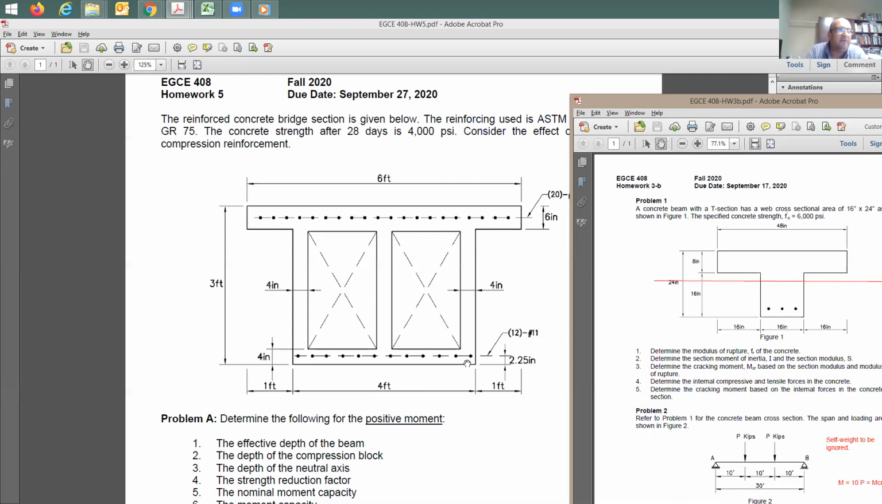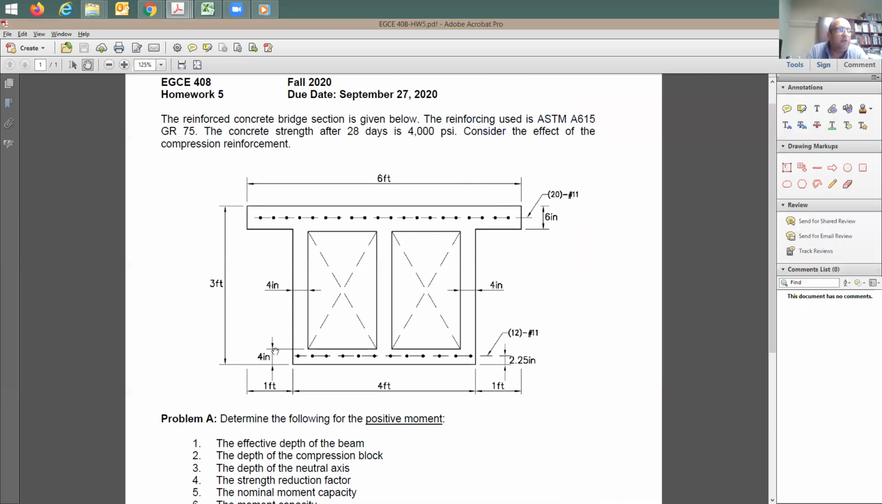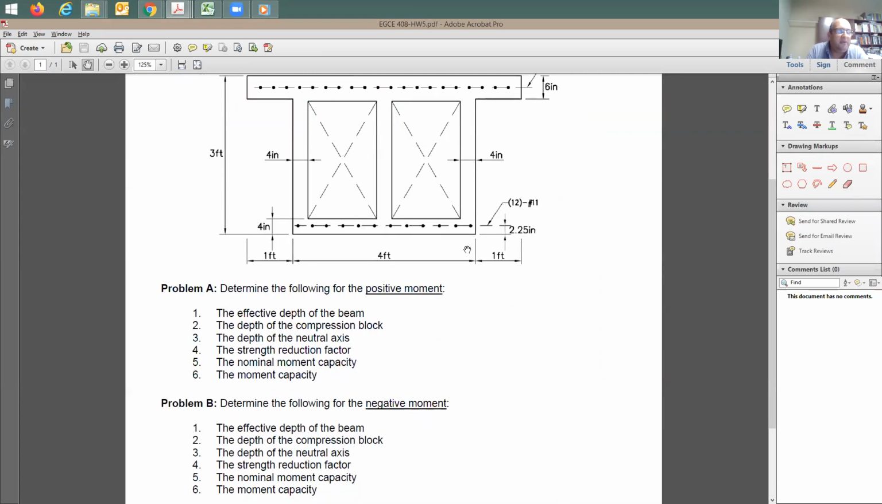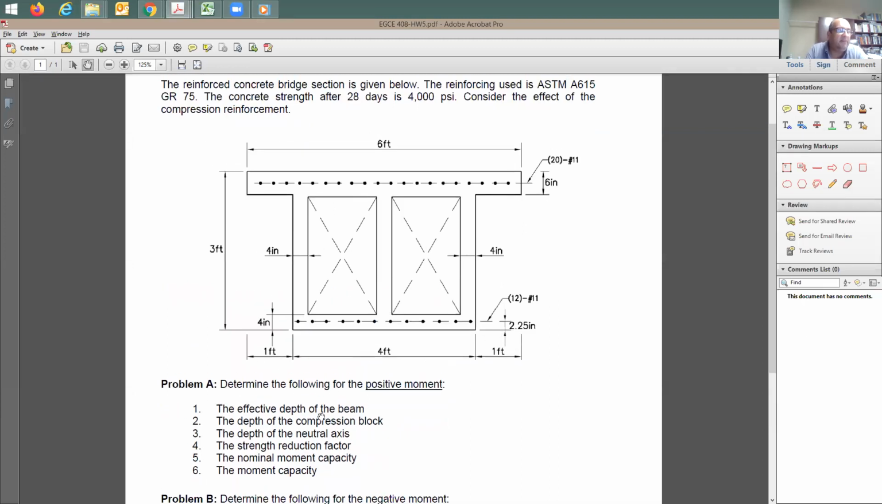I understand. This is going to be 4 feet when you have what? When the compression is going to be on this side. When you have this negative moment, you need to use this to be 4 feet. Not clear yet. So let's see here item by item.